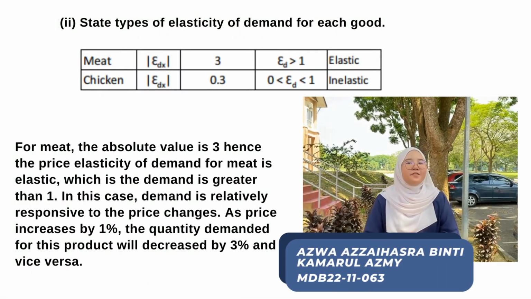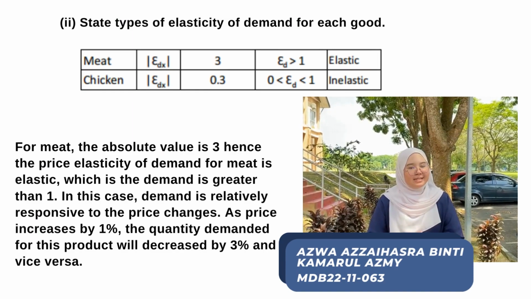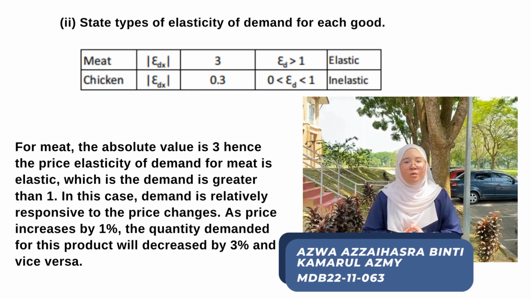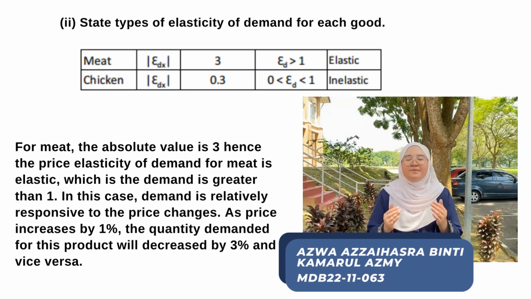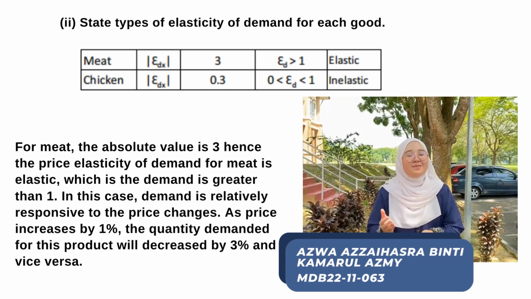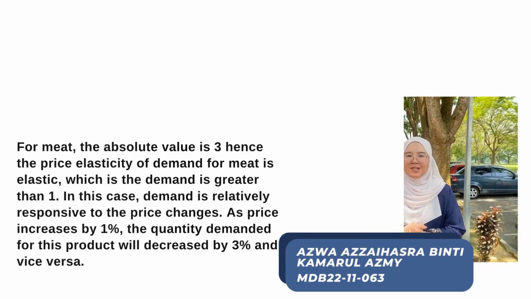For meat, the absolute value is 3. Hence, the price elasticity of demand for meat is elastic, which is where the demand is greater than 1. In this case, demand is relatively responsive to price changes. As price increases by 1%, the quantity demanded for this product will decrease by 3% and vice versa.